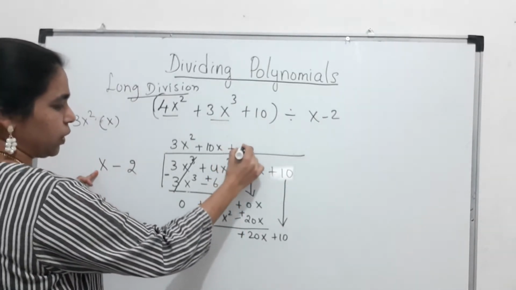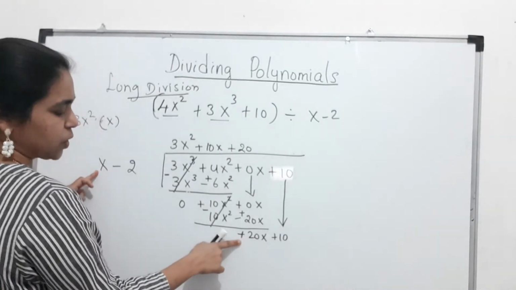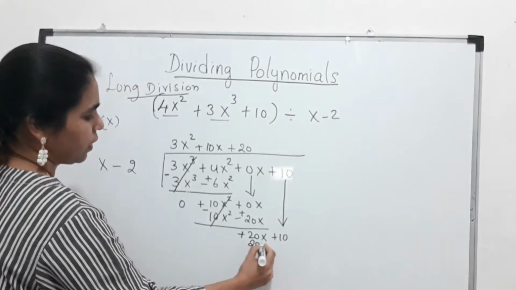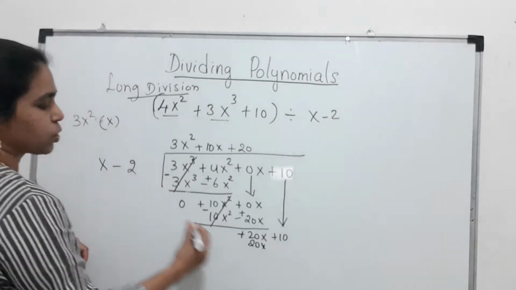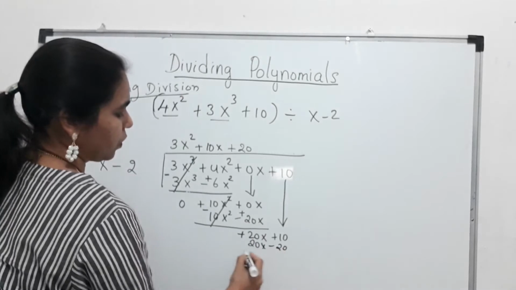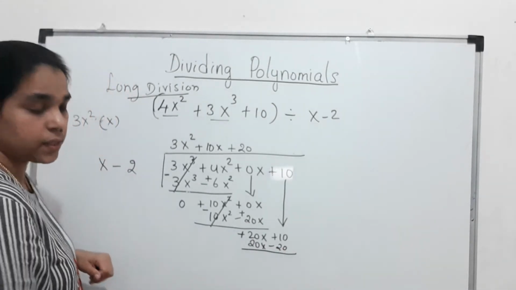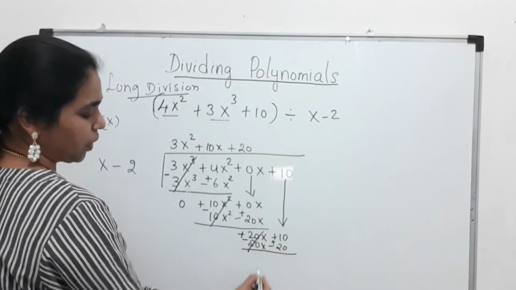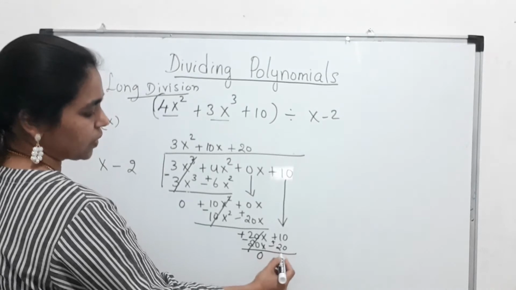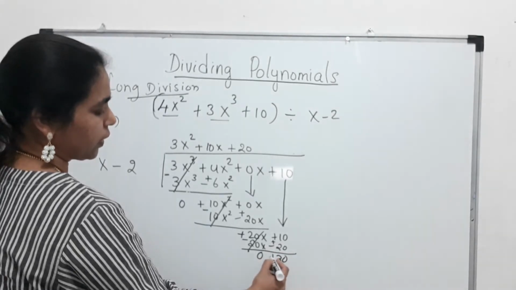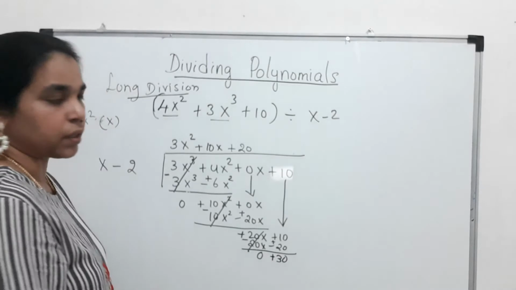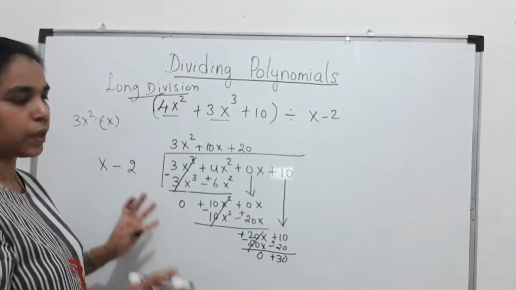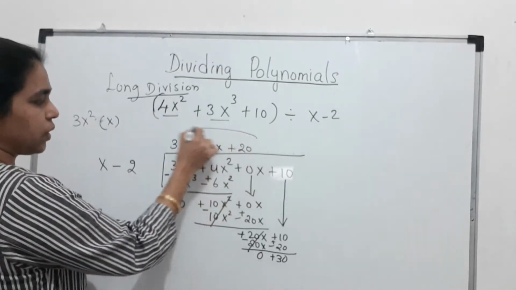So you have to add 20 here because the sign is positive in here. So 20 times x is 20x. And then 20 times minus 2 is minus 20. So here this will be gone, this is minus and this will be plus, this will be gone, this will be 0, and then 10 plus 20 will be 30. So you are getting plus 30 as the remainder when you are writing the answer. If there is no remainder, if the remainder is 0, you just write the quotient.